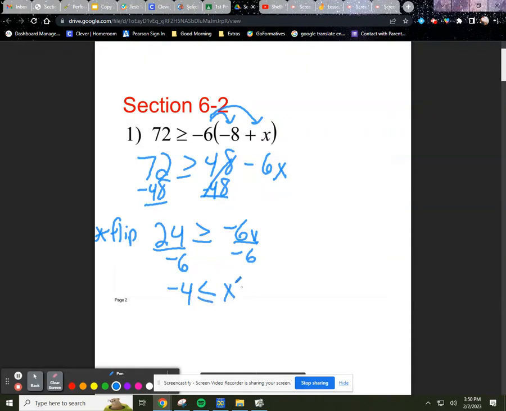But remember, I don't like my x on this side. So we got to flip it again. So it's going to be a double flip. We're going to have x is greater than or equal to -4. That is our solution for this one.